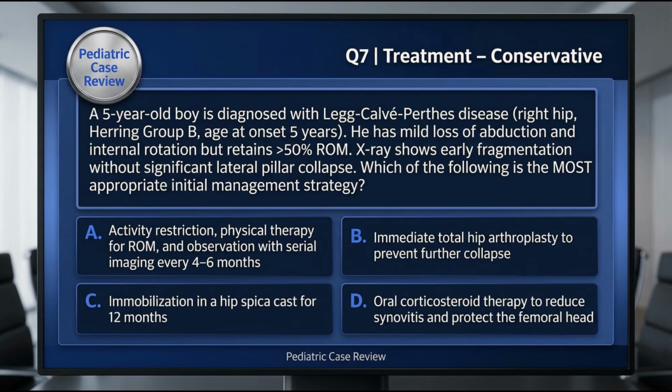Option A, activity restriction, physical therapy for range of motion, and observation with serial imaging every 4 to 6 months. Option B, immediate total hip arthroplasty to prevent further collapse. Option C, immobilization in a hip spica cast for 12 months. Option D, oral corticosteroid therapy to reduce synovitis and protect the femoral head.